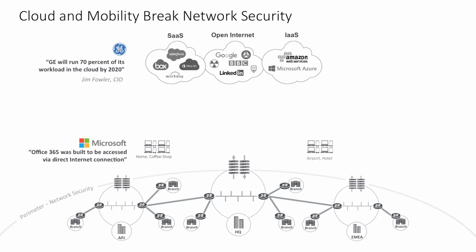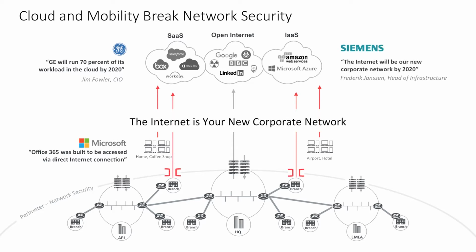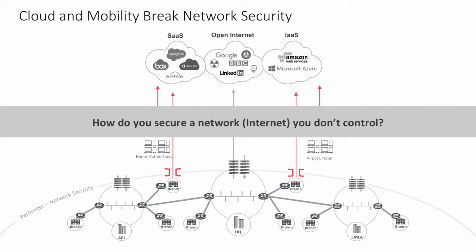In fact, companies like General Electric are planning to run 70% of their workloads from the cloud and not from the corporate network anymore. And your users who used to connect from a branch or a corporate network are now going to connect to these applications directly from a hotel or a coffee shop or from remote offices. So it's not possible for you to secure these payloads just by extending the perimeter to these locations. And we work with customers such as Siemens, who are telling us that the internet would be their new corporate network. When the internet becomes your corporate network, how do you secure such a network?